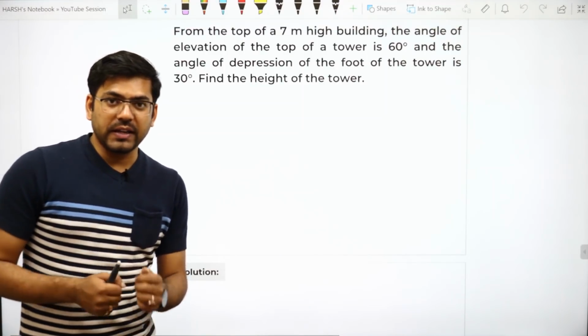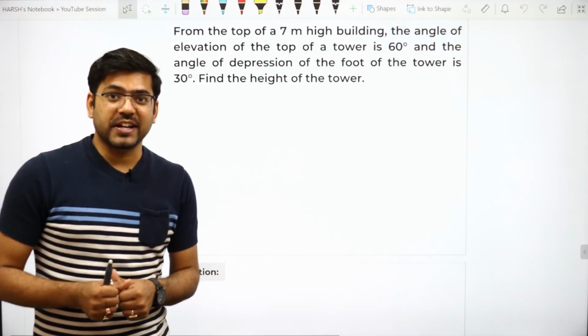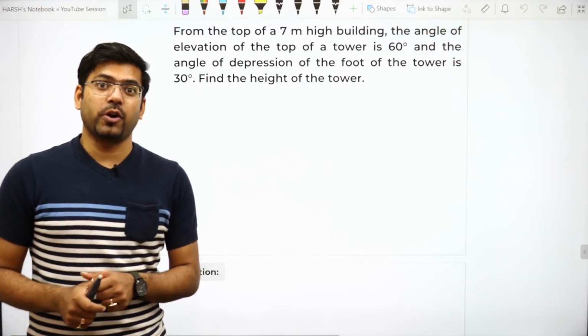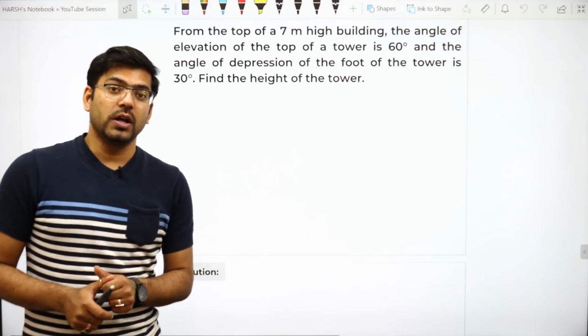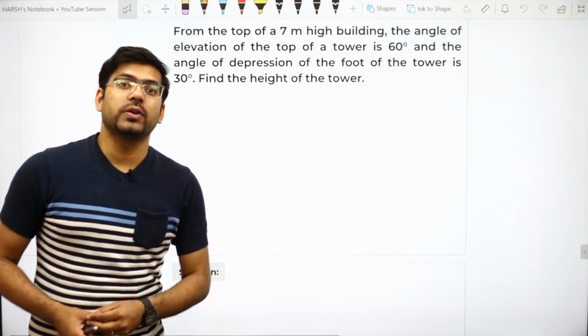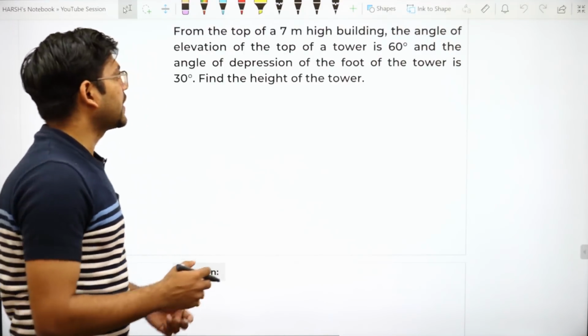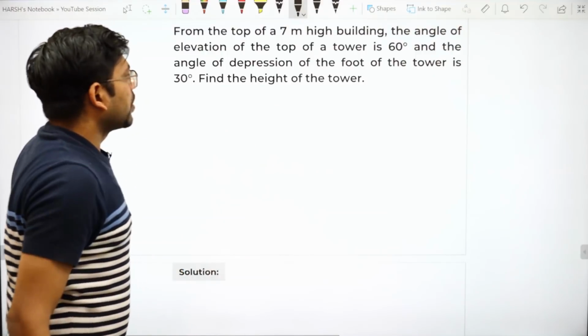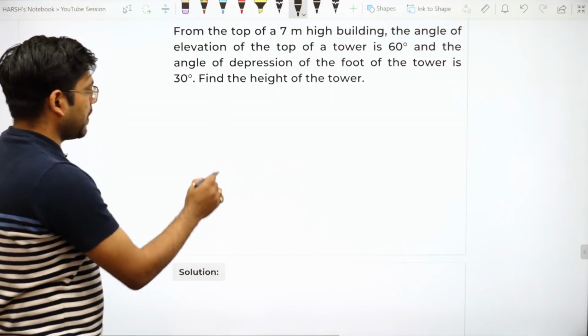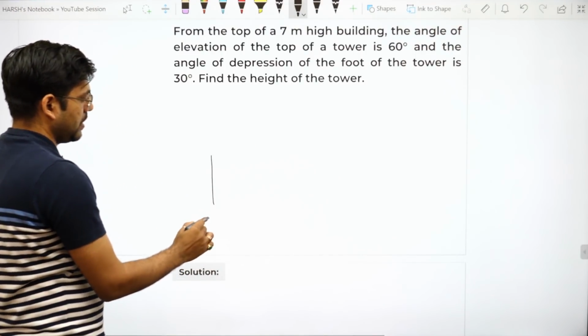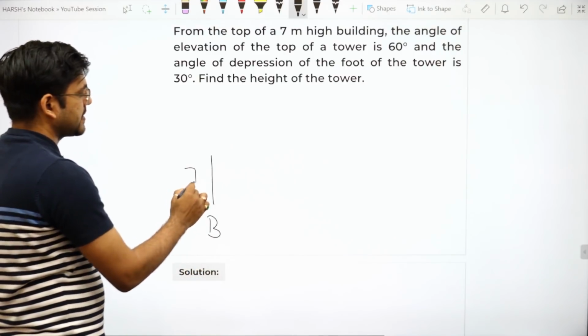Now I will even tell you how to make diagrams in such kind of questions, because I know this is the pain point for most of the students, that they don't understand from the question how they have to make the diagram. So I'll tell you how to make the diagram also. From the top of a 7-meter high building, make a building. This is a building. I'm naming it as B and this is 7 meter.